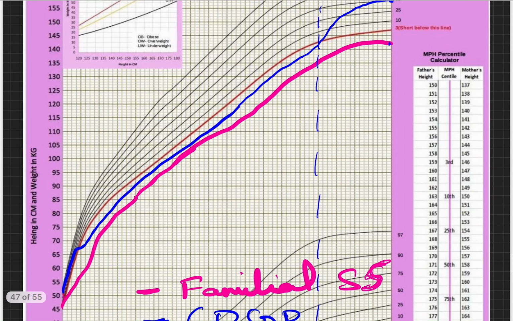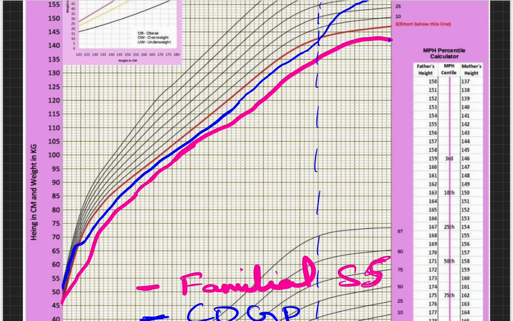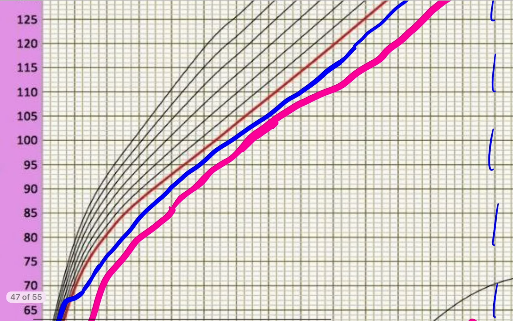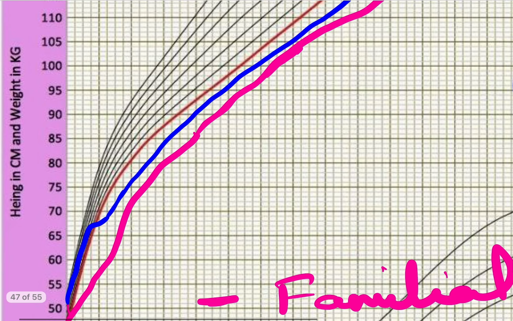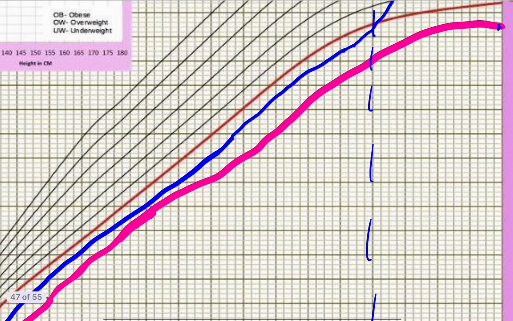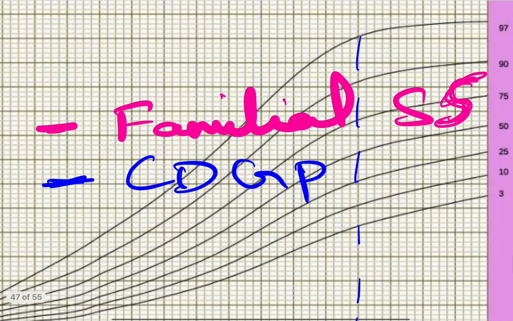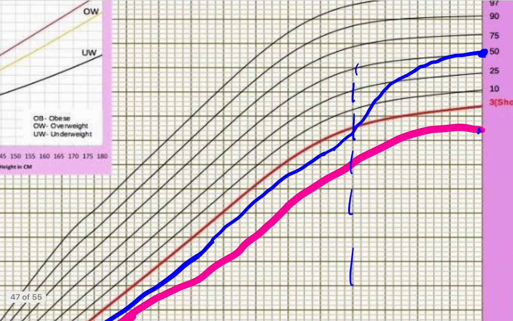So we see the chart. The pink one is familial short stature. The child is born short and grows short. Final adult height is below the third centile. But in CDGP, the child is born normal, but at 1 to 3 years it will go below the third centile and it goes parallel to the red line, that is the third centile, but there is a delay in puberty, around 14 years. Then the pubertal growth spurt occurs and the child will reach the normal adult height.